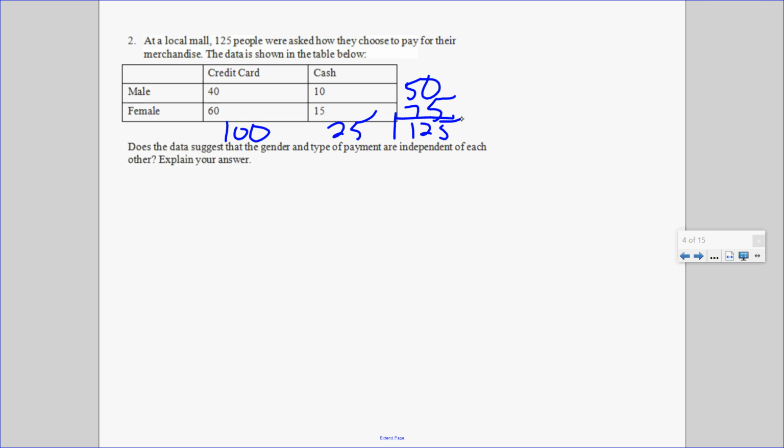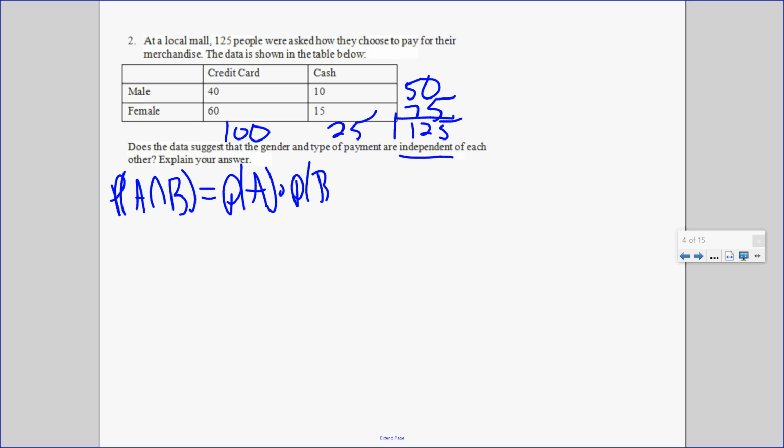Does the data suggest that the gender and type of payment are independent? P of A and B equals P of A times P of B. Yeah, that's my go-to. It doesn't specify which ones to use. It just says gender and type of payment.